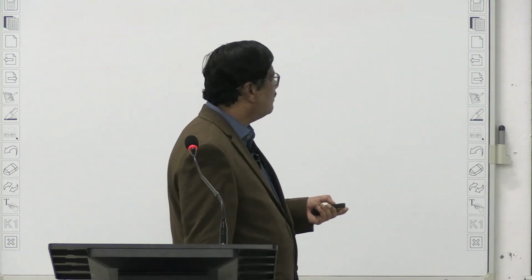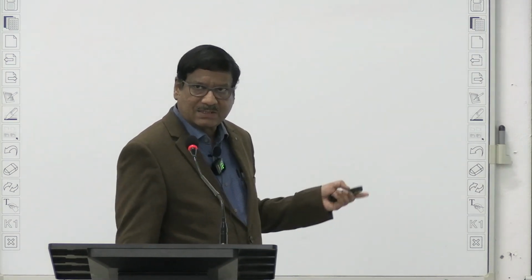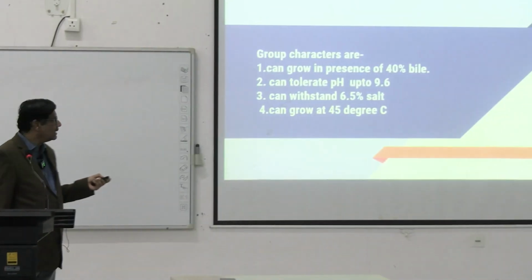That is a bedside test for identification. The group characters of Enterococcus, this is asked in the oral examination. They tell us the group characters of Enterococcus.